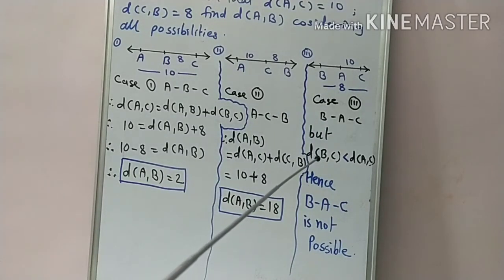So we mention over here, distance BC is less than distance AC, and hence B-A-C is not possible. It means according to the question and the given values, A does not lie in between B and C. So the possibility B-A-C is not possible here. Like this, for 3 marks you have this kind of example in the exam. Okay students, now we will try the next one, the 6th question.